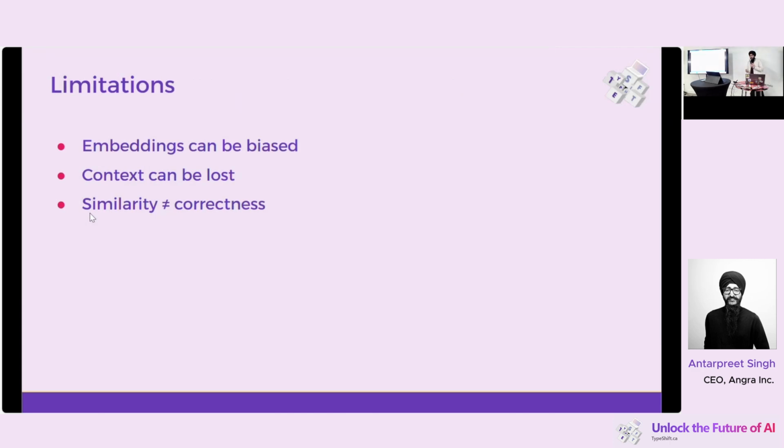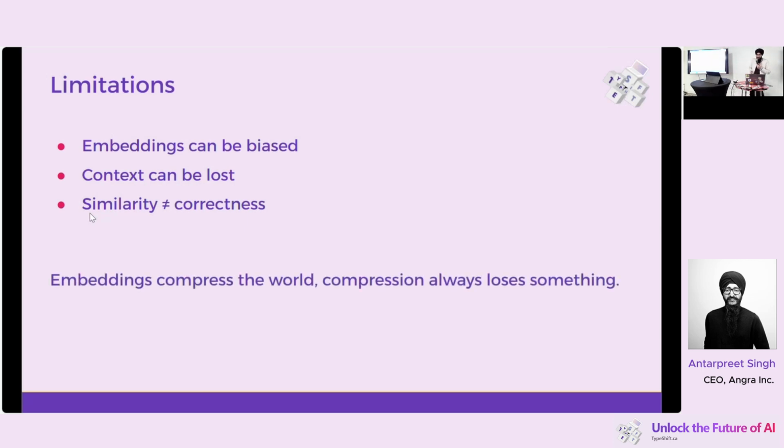Now, what are the limitations when it comes to embeddings and LLMs? Embeddings can be biased, because everything is trained on existing data. If the data is already biased, then the response will be biased as well. And context can be lost, because embeddings are basically compressing what's already there, so we are definitely losing something whenever we compress something. And similarity doesn't mean correctness. Just because two things are similar doesn't mean that they are the same, or that's what we are asking for. Embeddings compress the word, and compression always loses something.